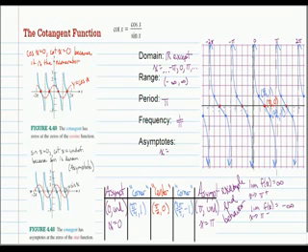The period of the basic cotangent function is pi. Frequency is going to be 1 over pi, and the asymptotes I have found are the same values I'm leaving out of the domain, so that will be ... negative pi, 0, pi ... And again, I've left some sample end behaviors here for your review later.